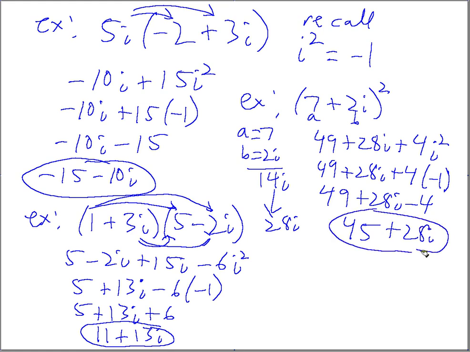So the solution is that complex number, 45 plus 28i. All right? So not hard at all. We know that formula, that perfect square formula we had, right? Let's write it again here. A plus B quantity squared is what? A squared plus 2AB plus B squared. All right, let's use the other perfect square formula in this problem.